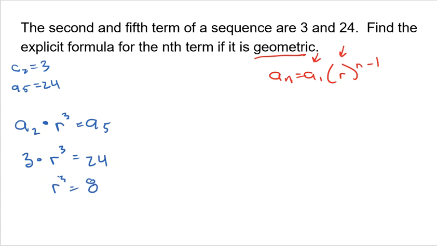Now, how do you get rid of a cube? Well, a cube root, or a cube root is the same as a 1/3 power. Again, r cubed raised to the 1/3, multiply your exponents, you just get r. So again, 8 raised to the 1/3 power. I encourage you to use your calculator unless you know this, but 8 to the 1/3, which is the cube root of 8, is 2. So boom, there's your common ratio.